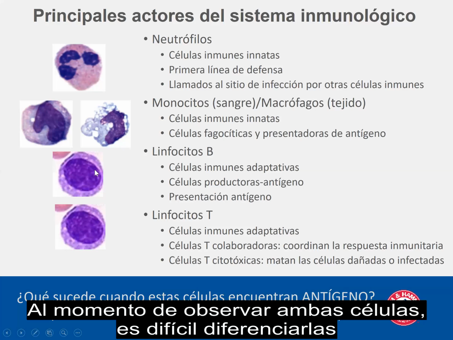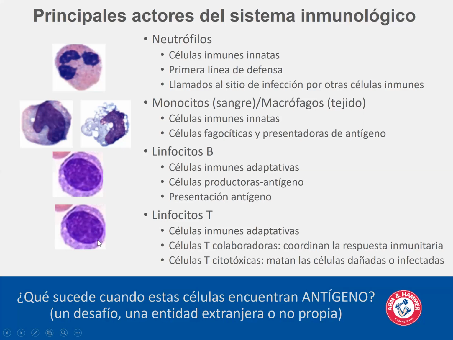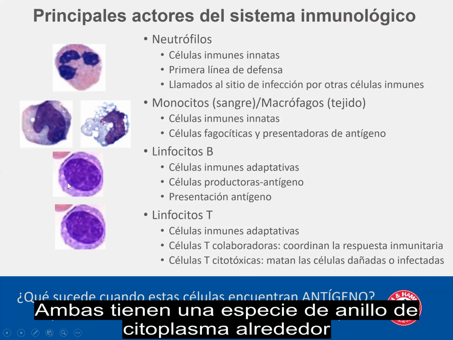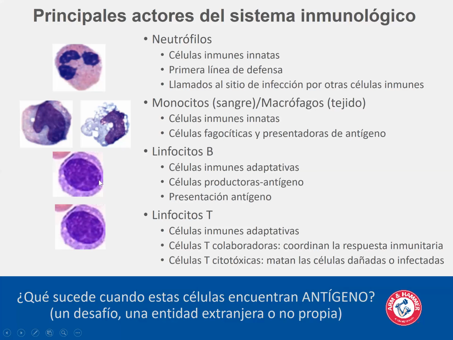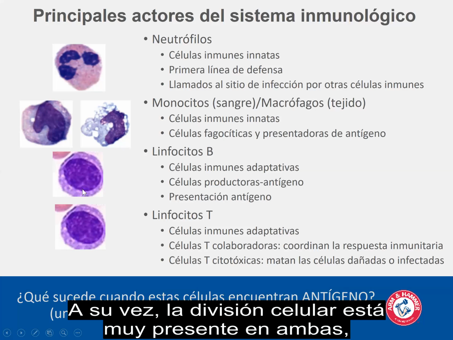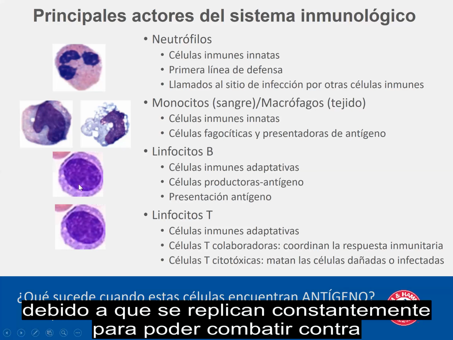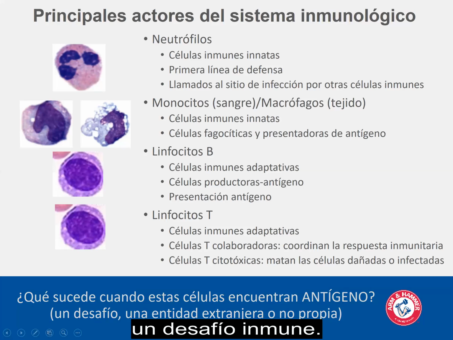Now, if you look at these 2 under the microscope, you actually can't distinguish a B cell from a T cell just using the microscope. They both look the same. They're largely nucleated. The nucleus is very, very large in the T and the B cells, with a tiny little ring of cytoplasm around the nucleus. And they do a lot of cell division. So therefore the nucleus of these cells is more robust than some of the cells of the innate immune response, because they do cellular replication in response to an immune challenge.